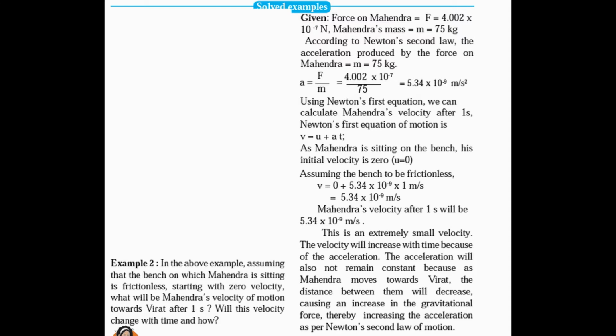Now, this is an extremely small velocity, a very slow speed. The velocity will increase with time because of the acceleration. The acceleration will also not stay constant because as Mahindra moves towards Virat, the distance between them will reduce, and that will cause an increase in the gravitational force between them, and that will cause an increase in acceleration according to Newton's second law. So I hope you understood this.